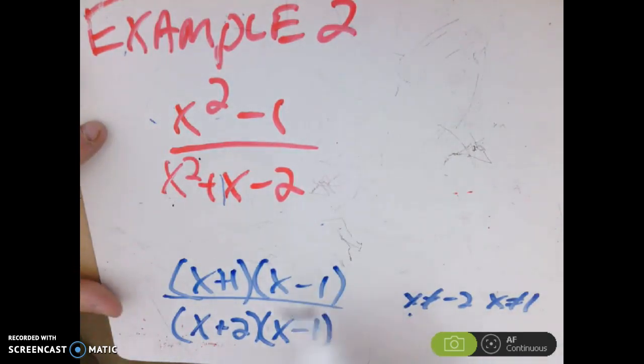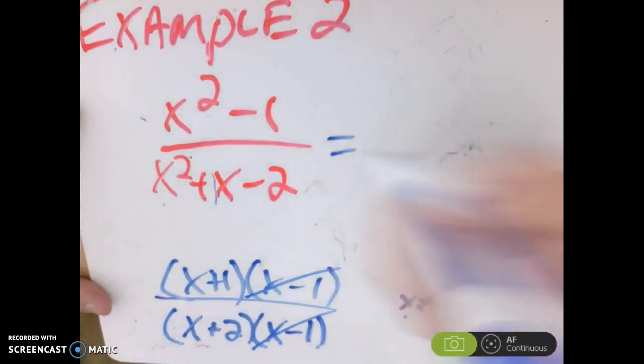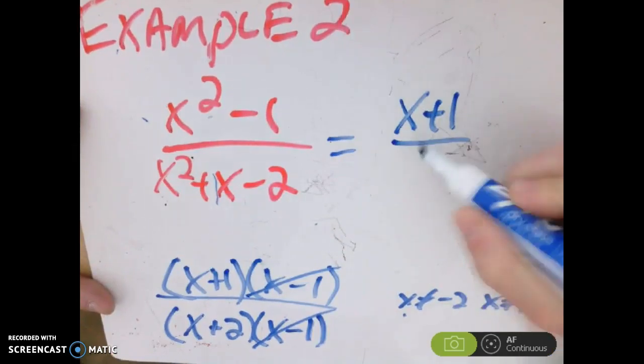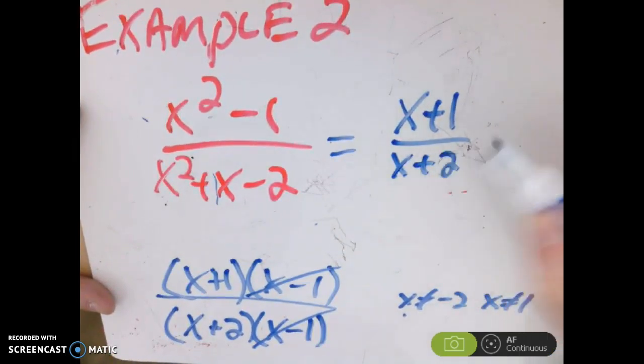And now look, I have a factor of x minus 1 on the top and a factor of x minus 1 on the bottom. And now this is when I can start canceling things out, when I have factors of them. So what I can do is I can just cancel out this and cancel out that. And so my final expression will be x plus 1 over x plus 2.